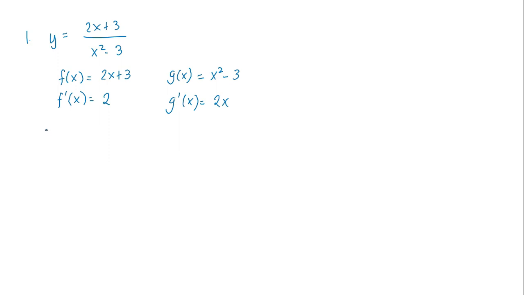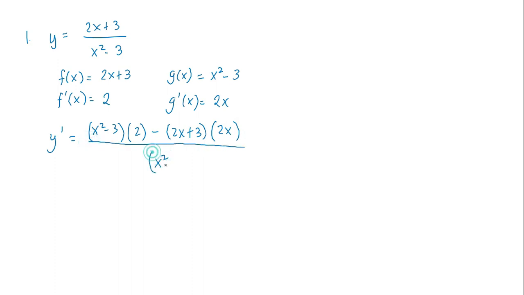Dahil meron na tayo ng mga values ng f, f prime, g, and g prime, ready na tayo na isulat ang derivative ng y. So we have x squared minus 3 times 2 minus 2x plus 3 times 2x all over the square of the denominator x squared minus 3. Okay? So tapos na tayong kunin ng derivative, but of course, we cannot leave our answer that way. So pwede pa natin siyang i-simplify.